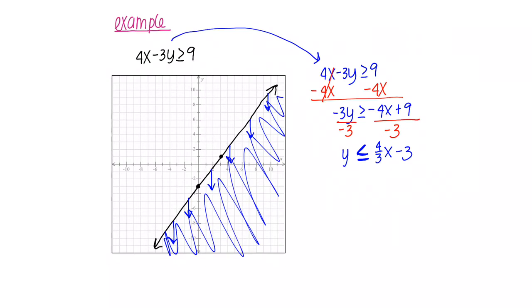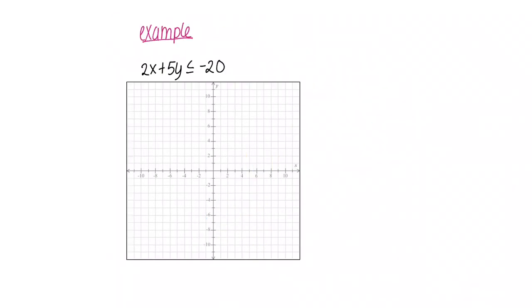But don't worry, we're going to do more examples. I have 3 more examples for you. So 2x plus 5y is less than or equal to negative 20. Let's work on this one.